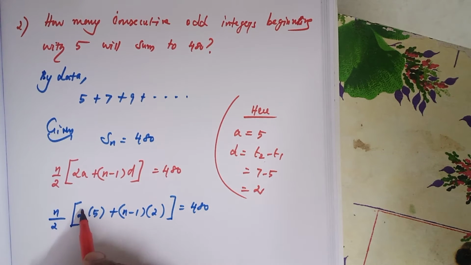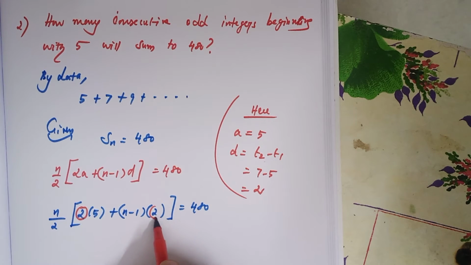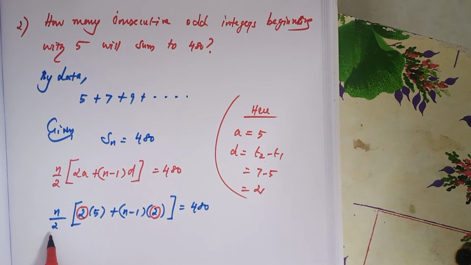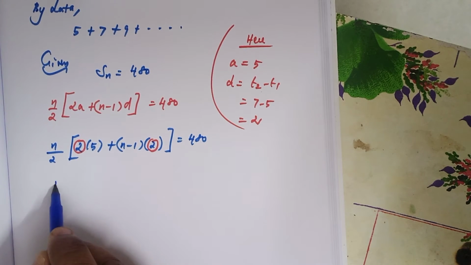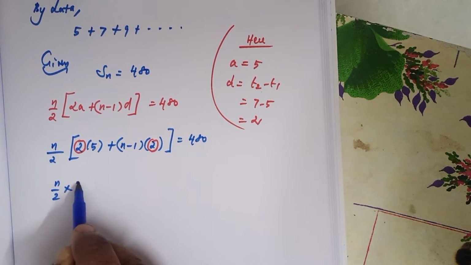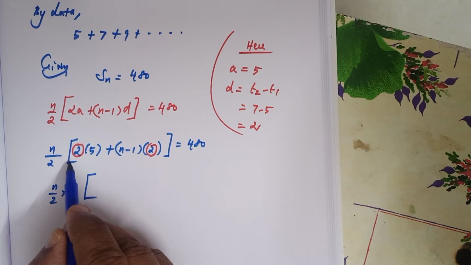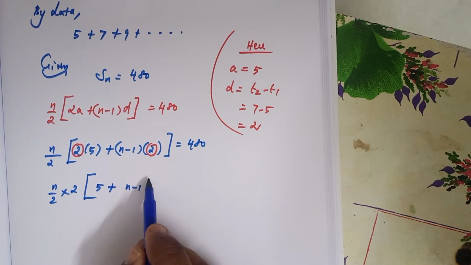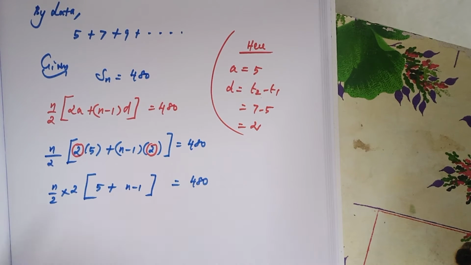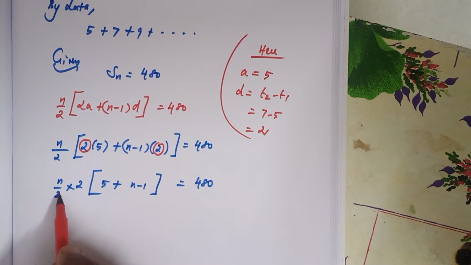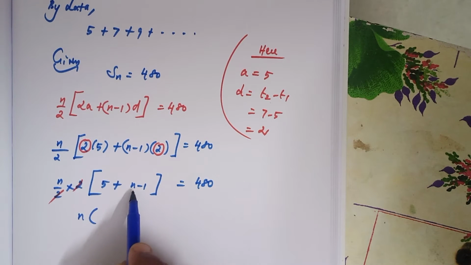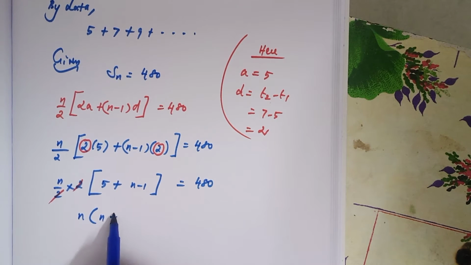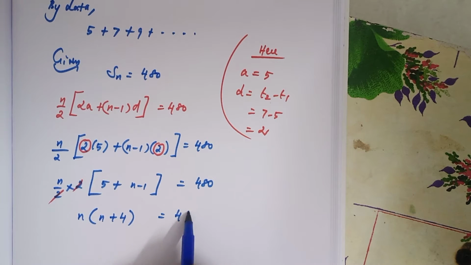Here we have 2, here also we have 2, correct? Take 2 as common. If we take 2 as common, the 2 and 2 will get cancelled. So write n by 2 as it is, into, taking 2 as common, which one is left out? 5 and n minus 1 only, because already I have taken 2 as common, that is equal to 480. Now the 2s get cancelled. Now n into n, 5 minus 1, that is equal to 4, that is equal to 480.